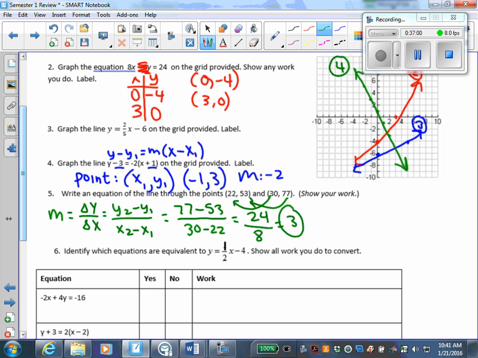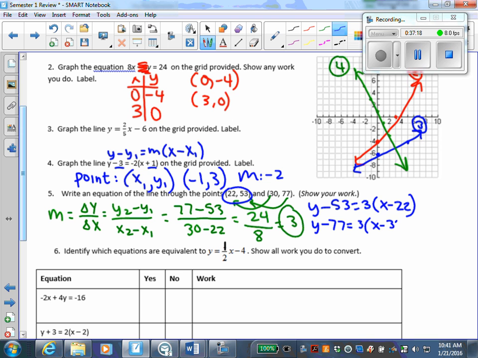Now, I think the easiest way to do this is to do a point slope equation. So just pick one of your points. I'm going to do the first one. I'm going to do y minus 53 equals 3 times x minus 22. Could have done the other point. It would be y minus 77 equals 3 times x minus 30.